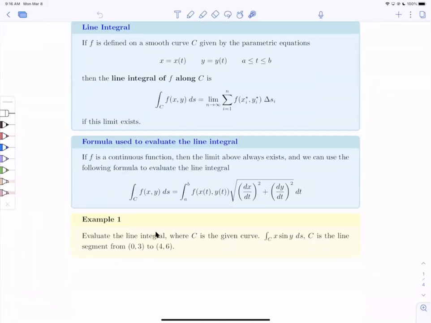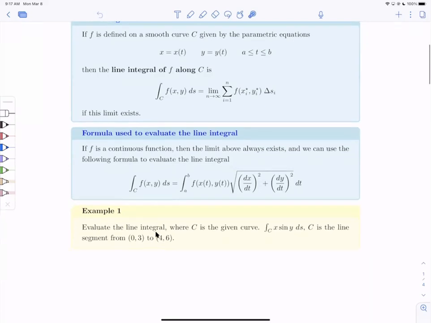So basically, if f is a function defined on a smooth curve C given by the parametric equation, which looks like this, okay? So x is a function of t, y is a function of t, then the line integral of f along C is given by this. This is the one you do care about because this is a formula that you use to calculate line integrals. Well, it's just plug in the formula.